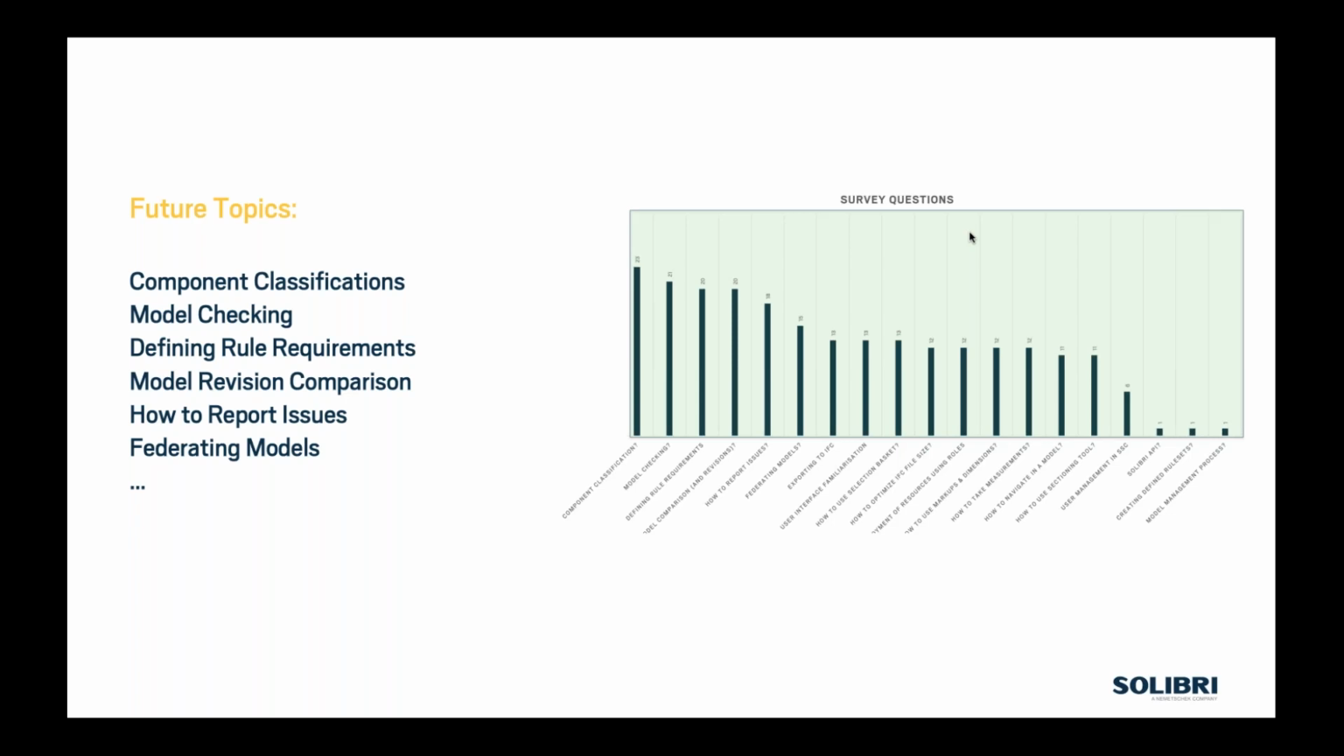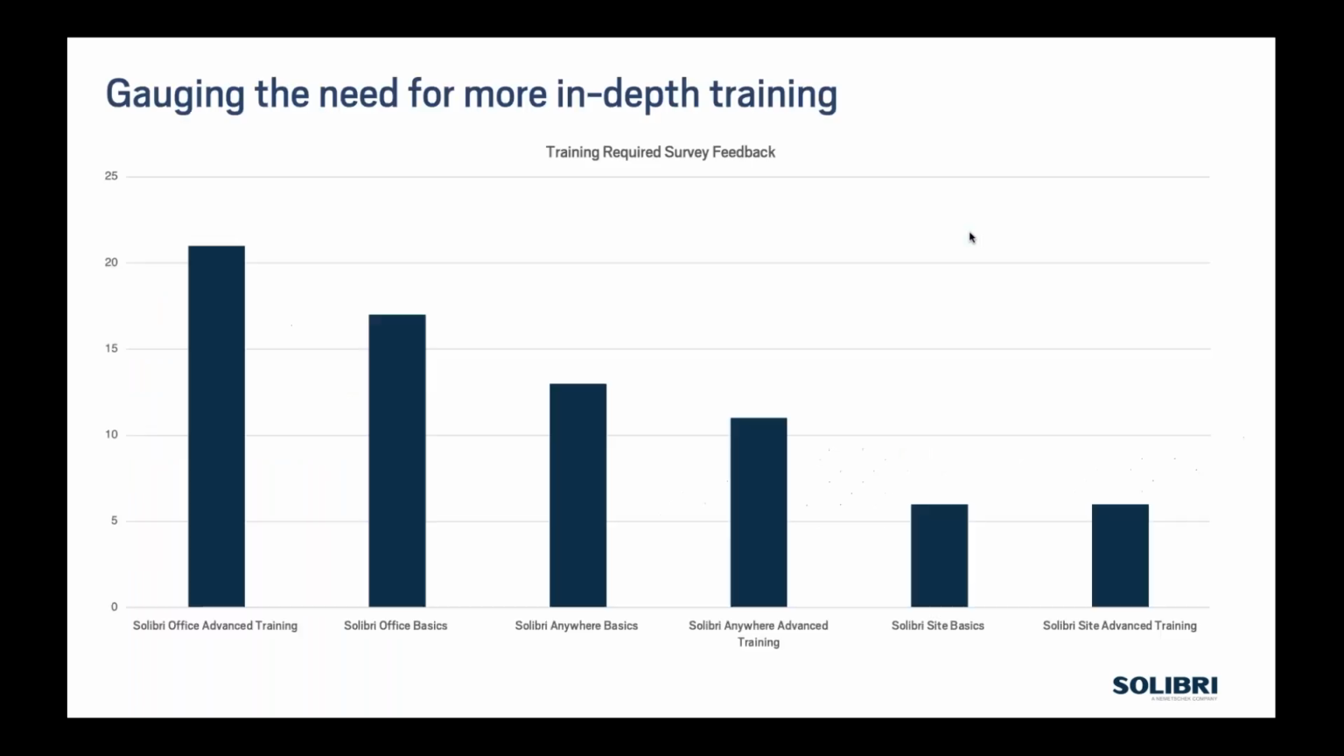But naturally, we've then got model checking in there. We've got defining rule requirements, model revision comparison as another rule, and how to report on issues. So communication is obviously a big one as well. And how to federate models, some simple functionality, as we move our way forwards.